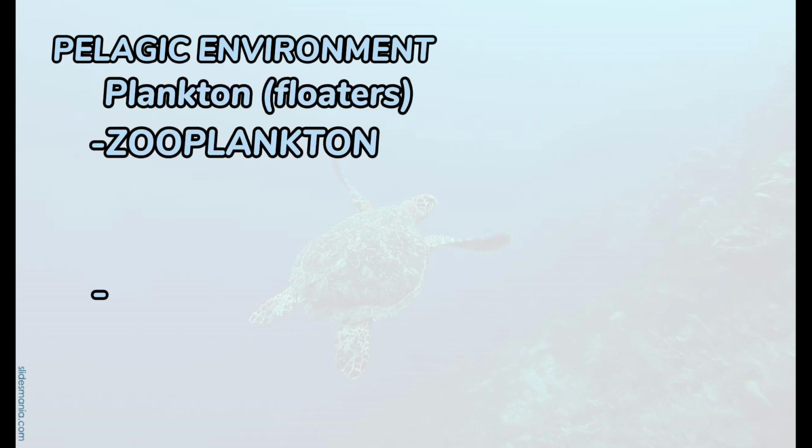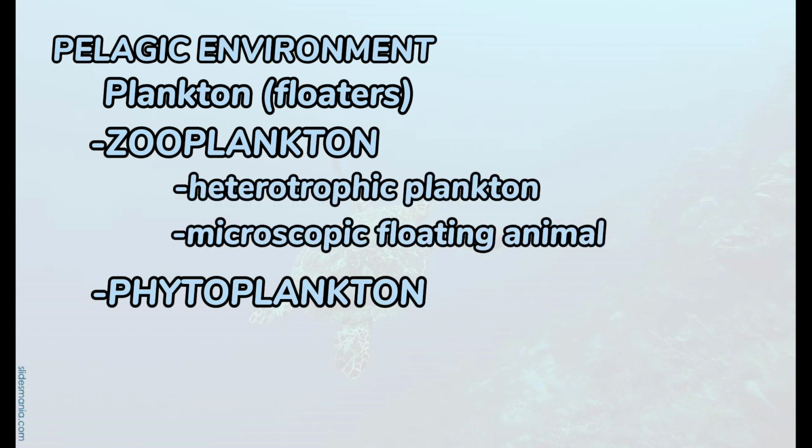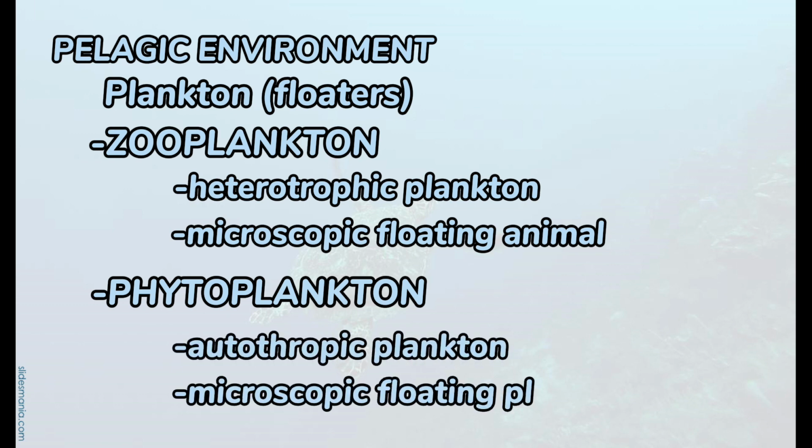Plankton are also known as the floaters and are classified into zooplankton and phytoplankton. Zooplankton are microscopic floating animals, and they are heterotrophic. That means they rely on other organisms for food. Phytoplankton, on the other hand, are microscopic floating plants. They are autotrophic. That means they can provide their own food.